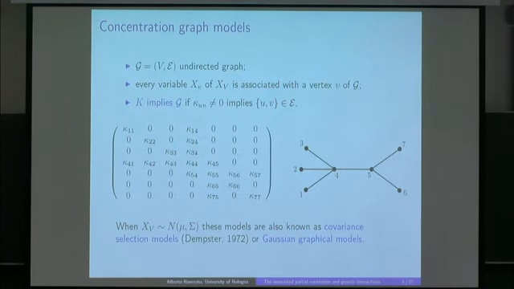And we have already seen in this workshop how to associate a graph to a concentration matrix. So there is one vertex for every variable, for every gene, and an edge is missing when there is a corresponding zero in the concentration matrix. And in the Gaussian case, these are the covariance selection models or Gaussian graphical models.